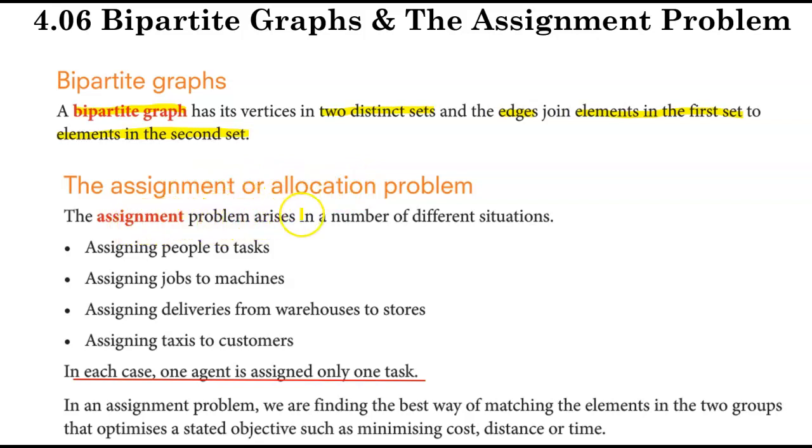So the assignment problem actually happens in different situations. For example, just now we had apprentices with tasks. And if we go to a manufacturing environment, you can have jobs assigned to machines. Or if you have something like a delivery service, then you can have warehouses to stores. Or in a transportation problem, you can assign a certain taxi to a customer. So in each of these cases, one agent is only assigned one task.